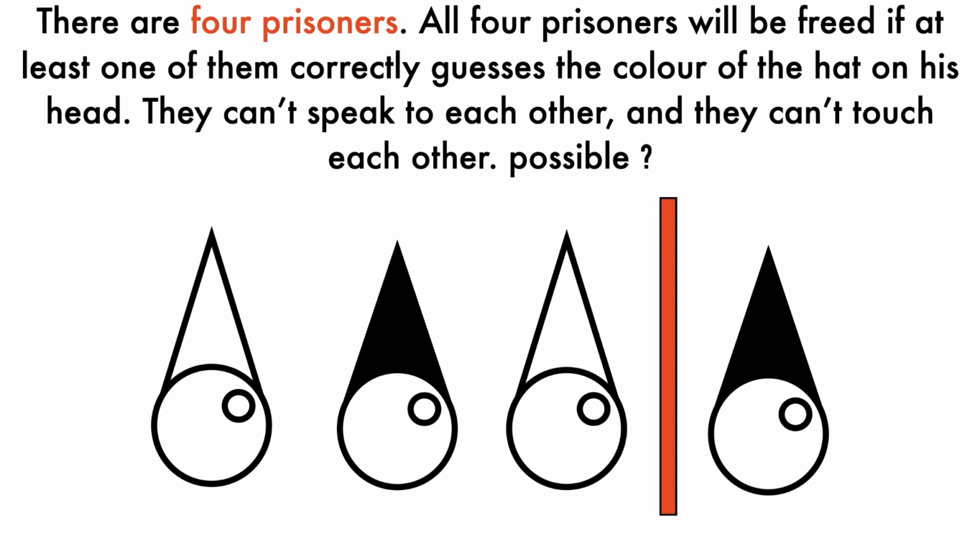There are 4 prisoners. All 4 prisoners will be freed if at least one of them correctly guesses the color of the hat on his head. They can't speak to each other and they can't touch each other. However, if they take part and one of them gives a wrong answer, or none of them can work out the answer at all, then their sentences will be doubled.